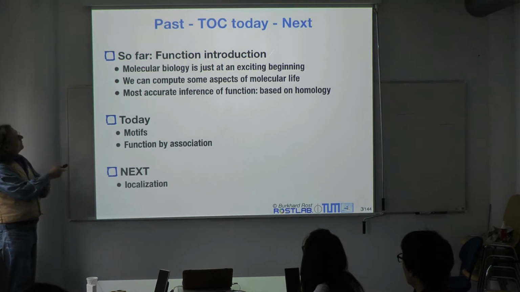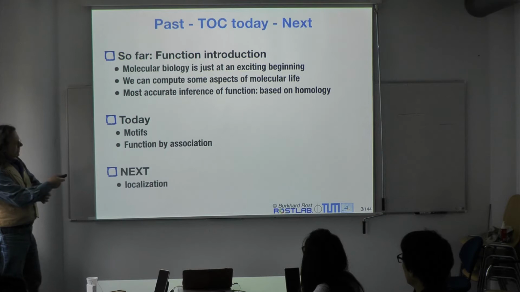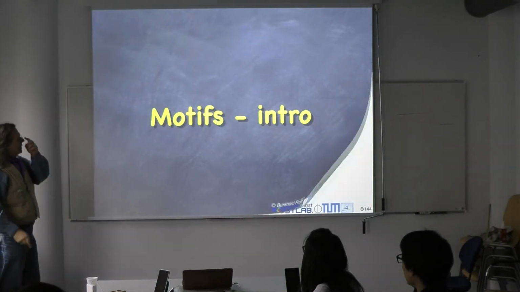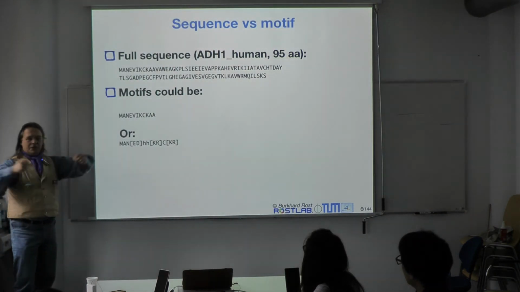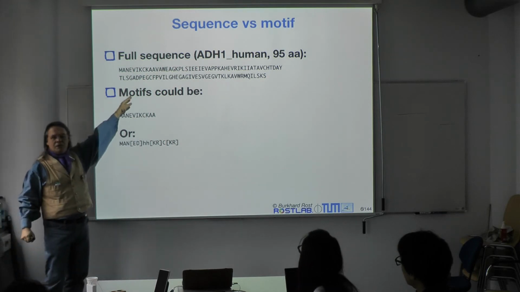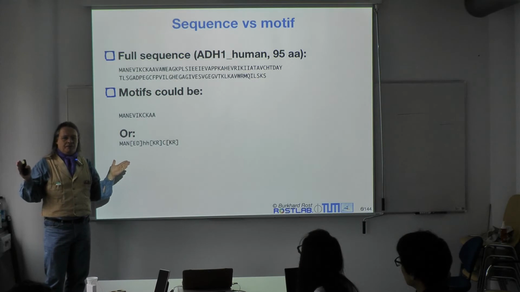And again, we talked about molecular biology. We talked about compute aspects of molecular life and the most accurate way to infer function. And we talked about how well we can infer by homology. Let's talk about motifs. Sequence motifs. So in fact, motifs, this is the protein sequence, so something long, right? And what we discussed so far is, can I look at two of these sequences and infer that two proteins have a similar structure or function?